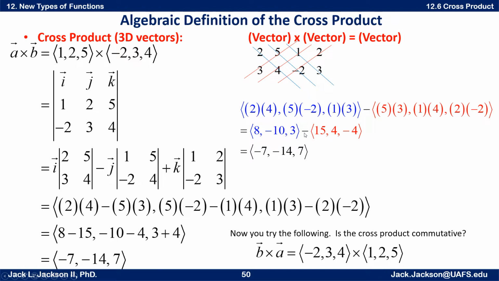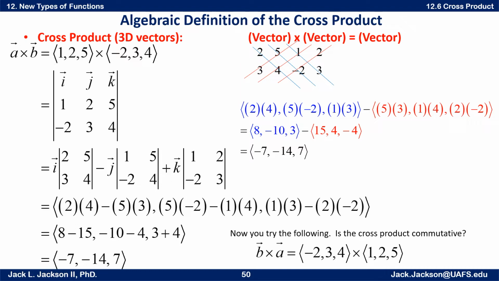8 minus 15 is negative 7. Negative 10 minus 4 is negative 14. And 3 minus a negative 4 is 3 plus 4, and that's 7. And sure enough, that's exactly the same number I got going this way, the same vector.